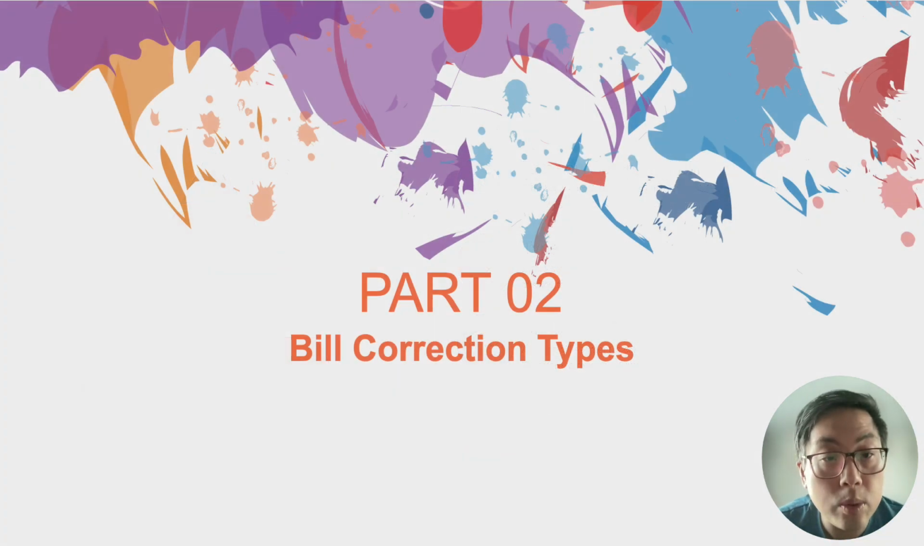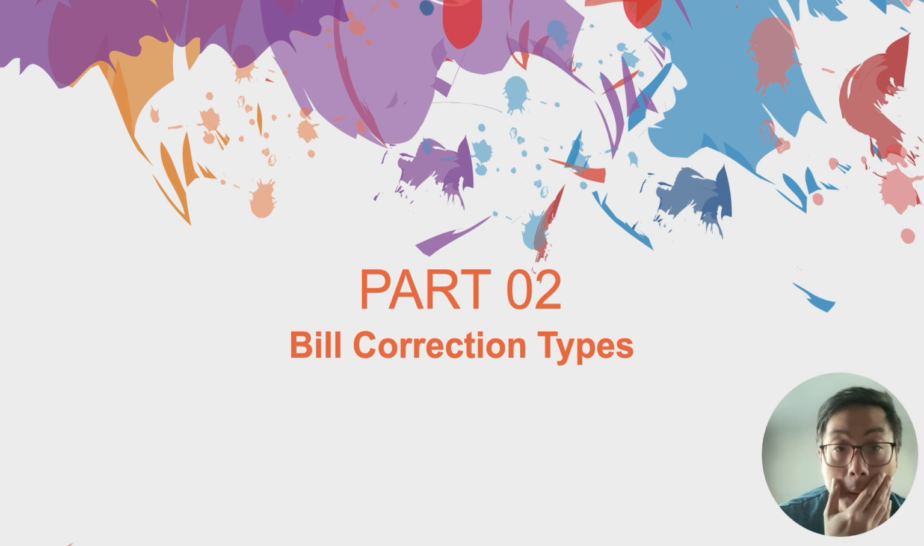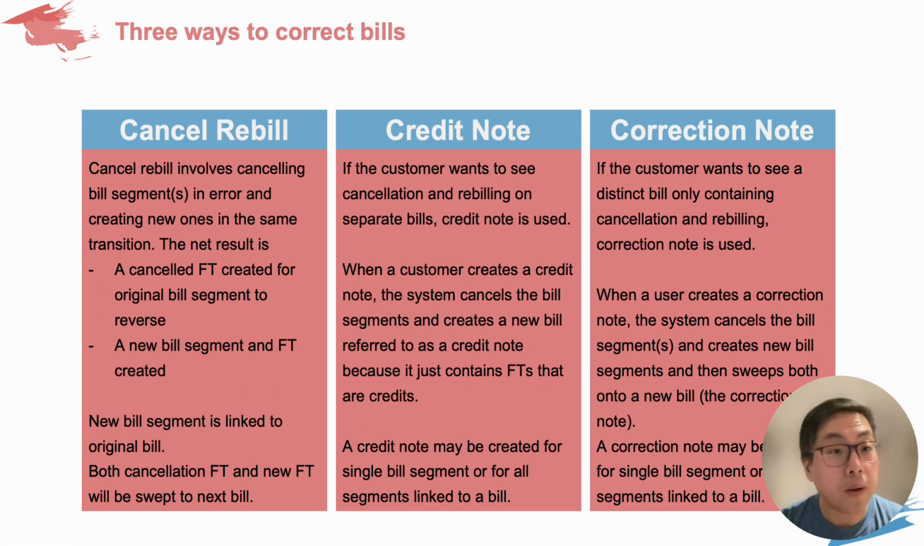Okay, so part 2, let's look at the different types, how we can correct the bill. Let's talk about these 3 different types of correcting bills. What we need to understand is these 3 types should be used based on how the business wants the customer to see the bill. So I will go through them and tell what the difference is. First one is cancel rebill.